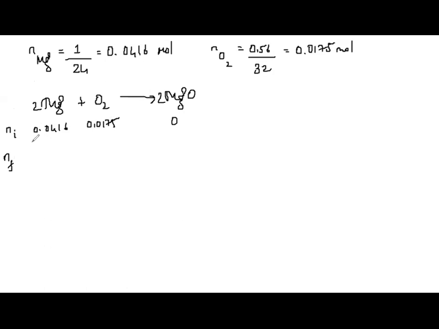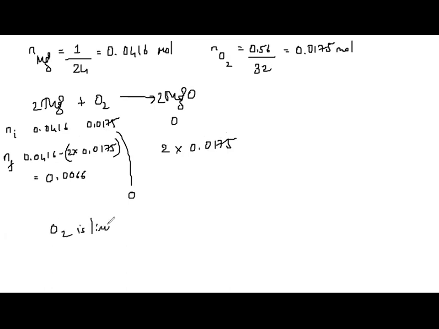Final number of moles. So what I'll do is 0.0416 minus, the coefficient is 2, so 2 into 0.0175. This is for magnesium. So answer comes out to 0.0066. For oxygen, it will be 0 because everything gets consumed. And for magnesium oxide, it is 2 into 0.0175. How much it comes? 2 into 0.0175. I'll keep it as it is. Okay. Therefore, what I can say is oxygen is limiting reagent.